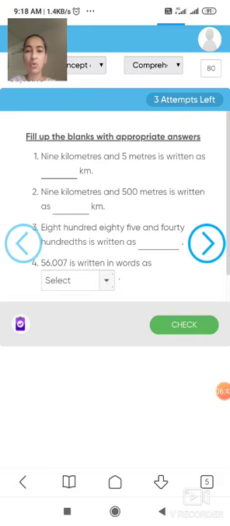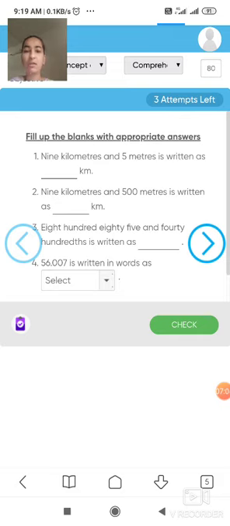Now you have to do this. Pause the video and write the answer in a rough notebook. Okay students, and you have to comment in the comment box the answer of all these questions. That means you have to fill up this. 9 kilometers and 500 meters is written as dash kilometer.